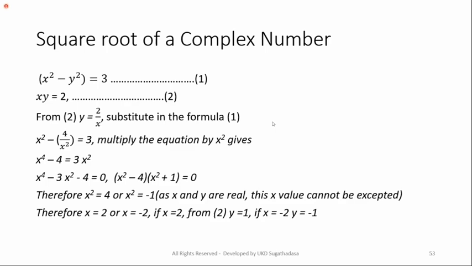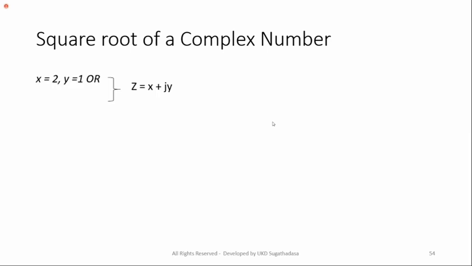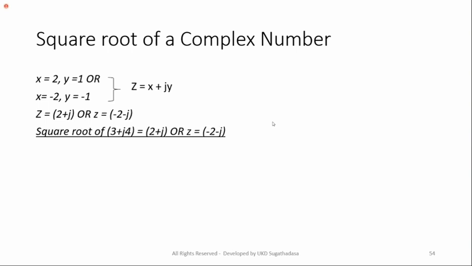Now go to equation 2. If x equals plus 2, from equation 2, y equals 1. If x equals minus 2, y equals minus 1. So these are the values you get: x equals 2, y equals 1, or another answer, x equals minus 2, y equals minus 1. So what will be the complex number then? Is it 2 plus j or minus 2 minus j? What is that actually? It is the square root of this particular complex number. Very interesting, the square root of 3 plus j4 is these two complex numbers.